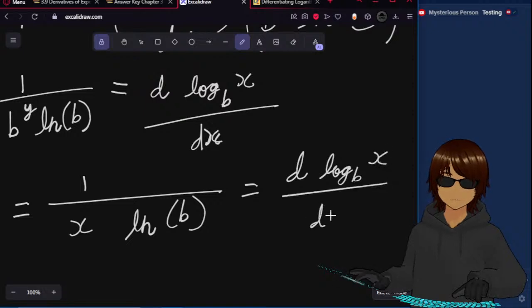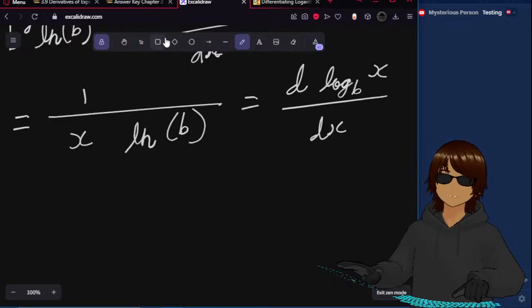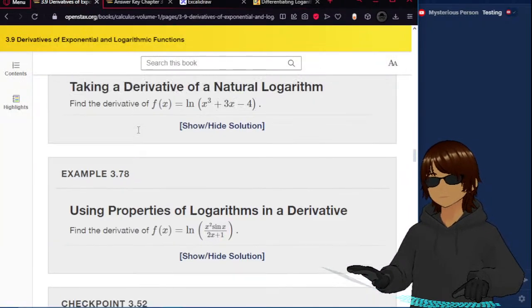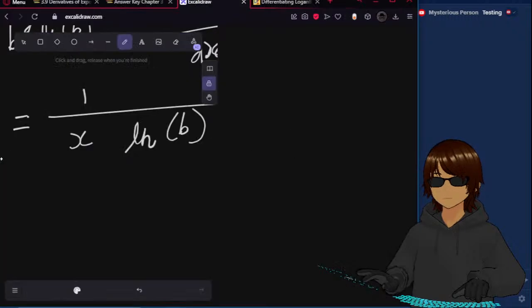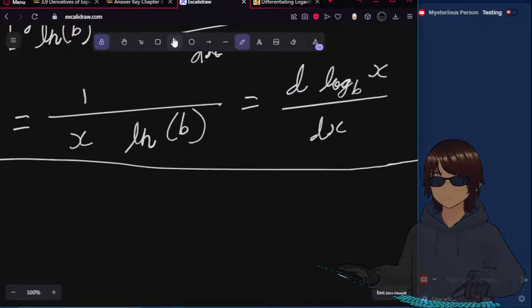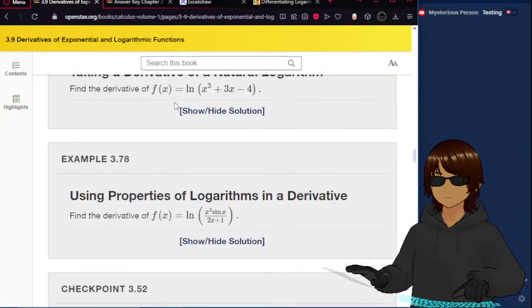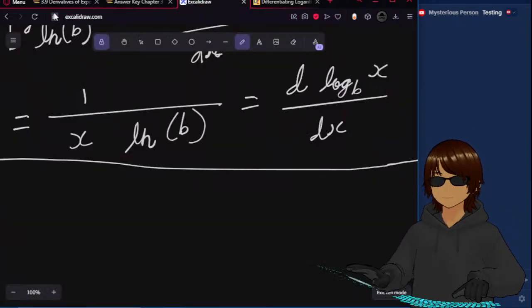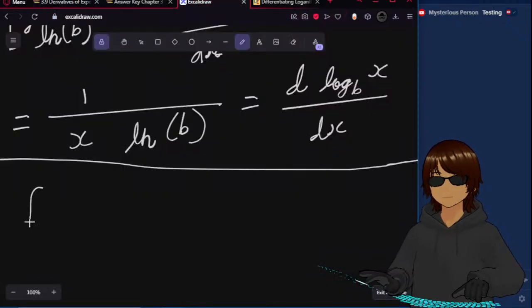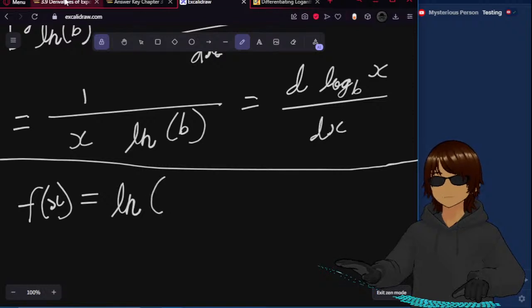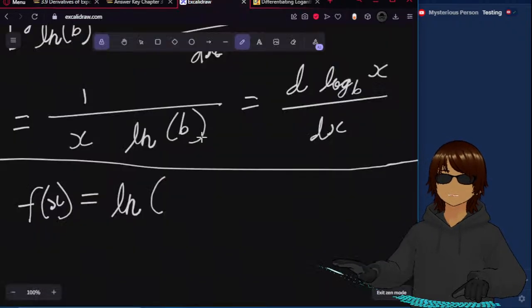Time for exercises. Oopsie. F of x is ln x cubed plus 3x minus 4.